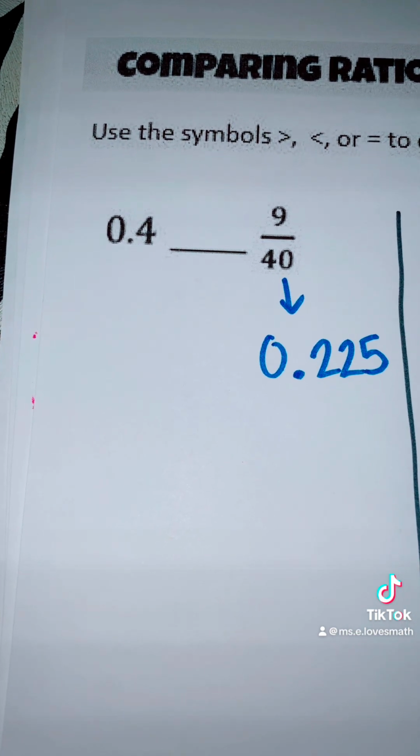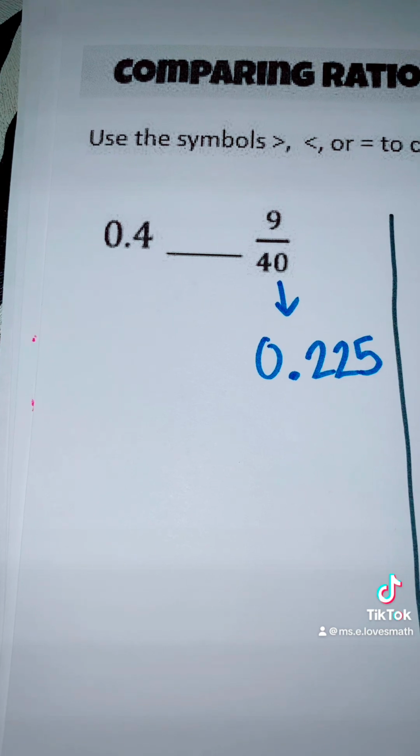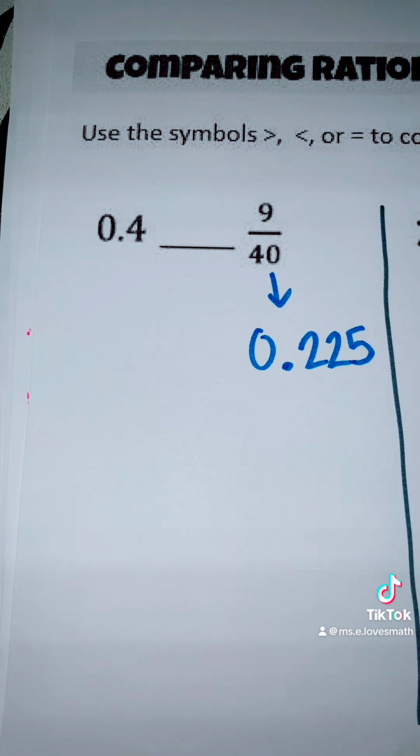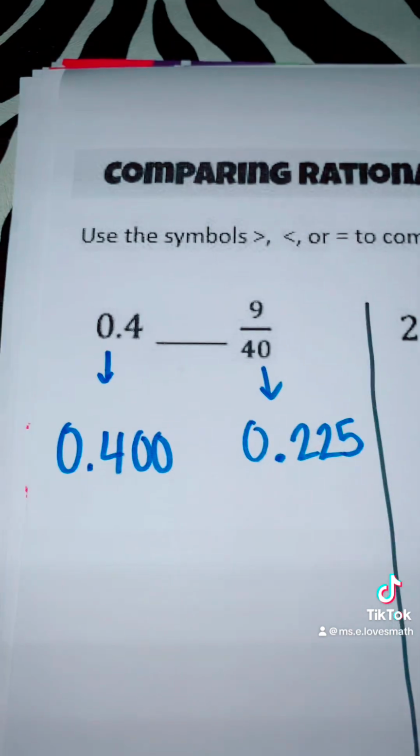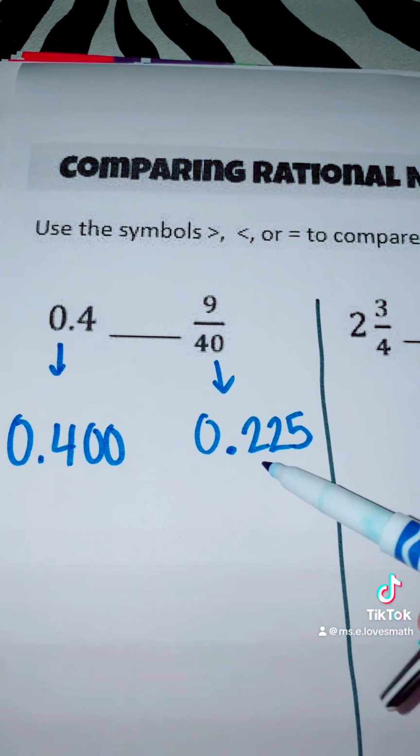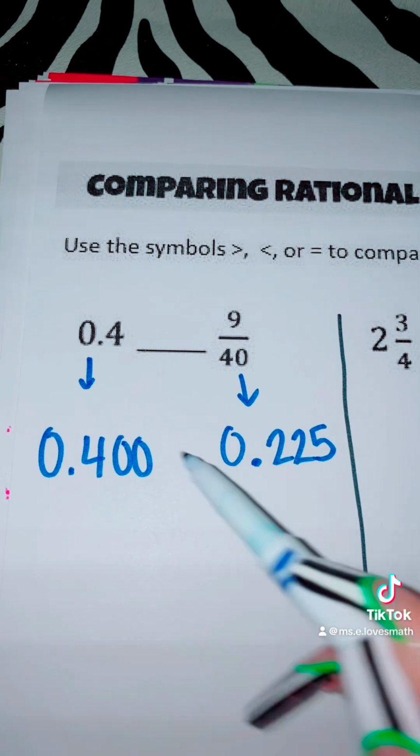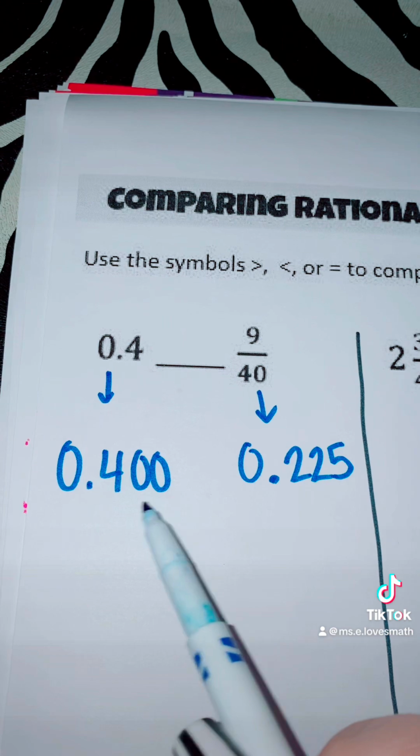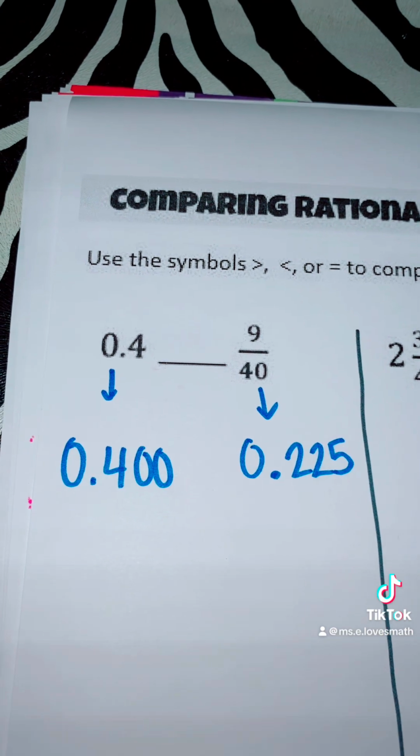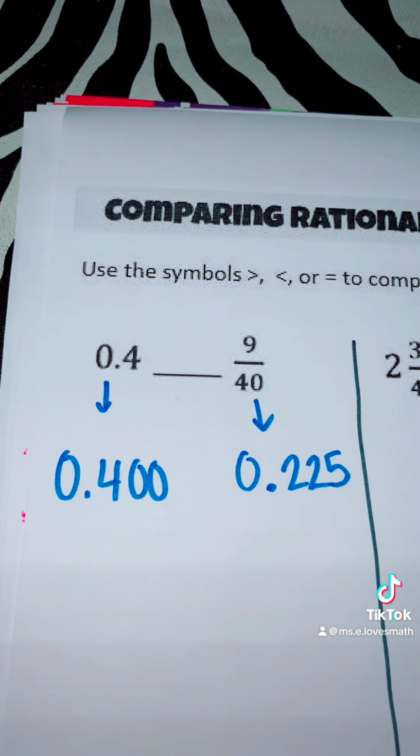Now we need to get 0.4 to be a fair comparison, so we need to get it to have the same place value, the same amount of digits. So because this number had 3 digits after the decimal point, we needed to make this one have 3 digits after the decimal point. So we added 2 zeros after the decimal so that they have a fair chance to be compared.